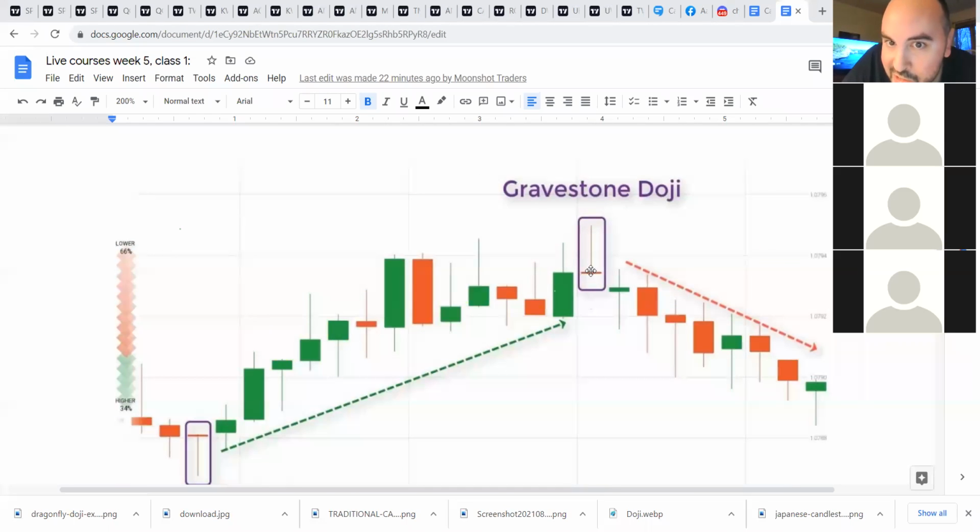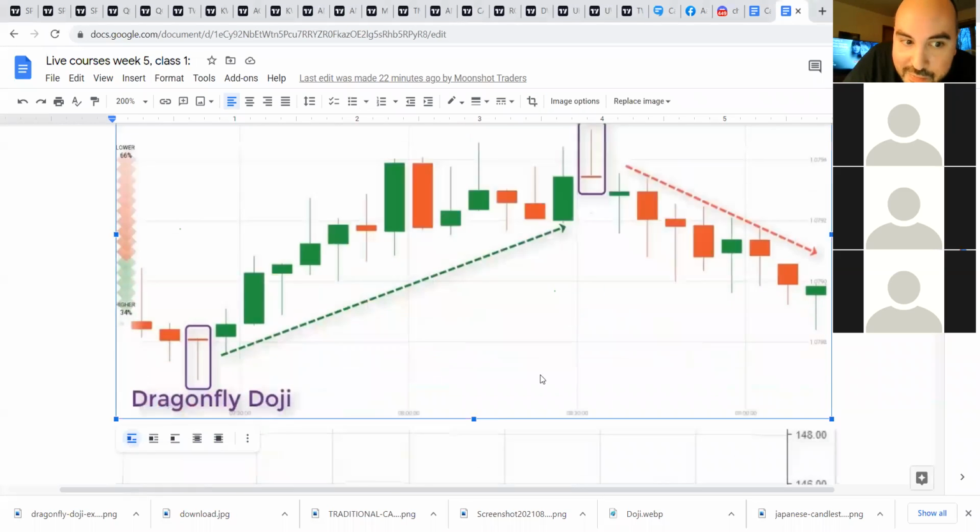See how it looks kind of like a gravestone? You're sitting here, here's the cemetery. You're looking at a gravestone from sideways. You know what I mean? So you have the floor, the cemetery grass here, and then you have your gravestone looking sideways. So that's how I remember it. And then Dragonfly obviously looks like a dragonfly.